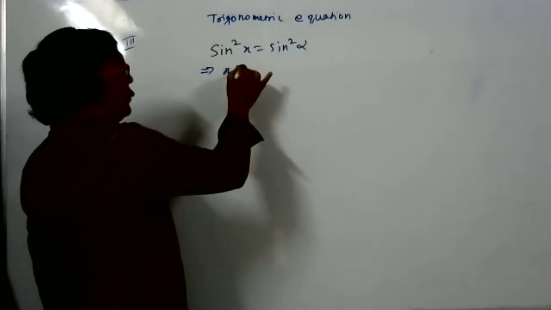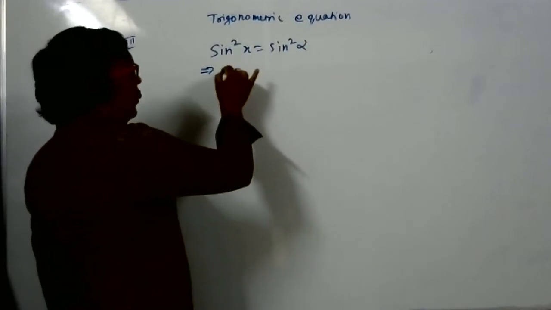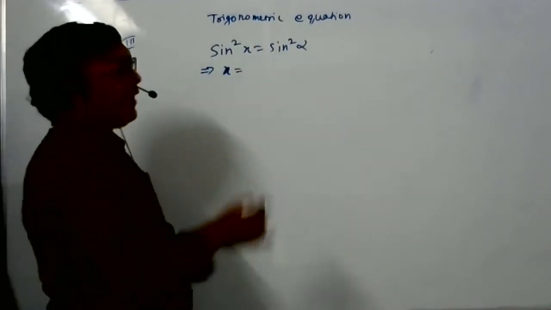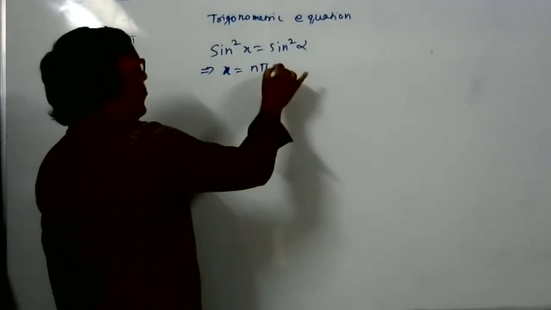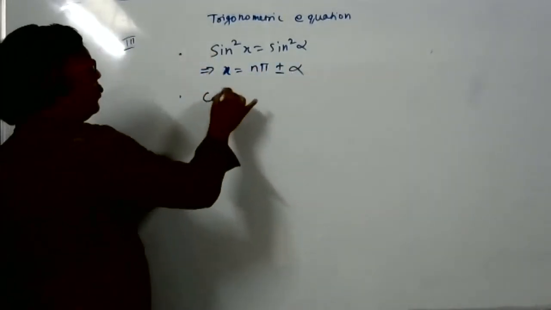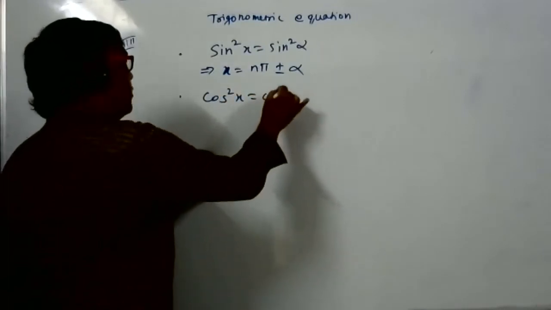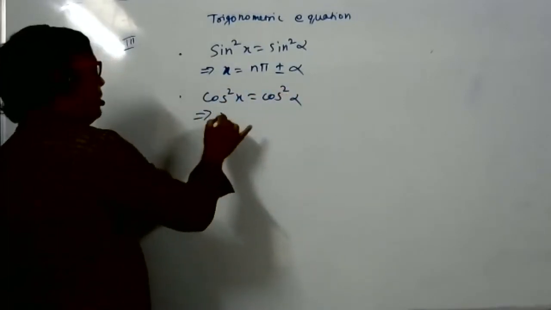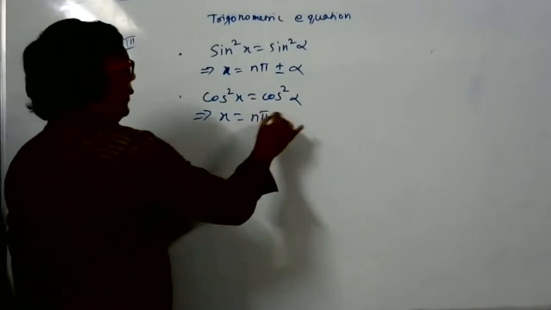Sine square x is equal to sine square alpha. X is equal to n pi plus minus alpha. Wait, I will tell you. Cos square x is equal to cos square alpha. For this also same answer. All same answer. X is equal to n pi plus minus alpha.